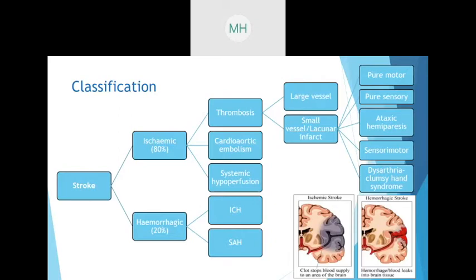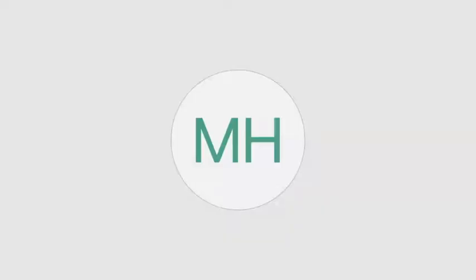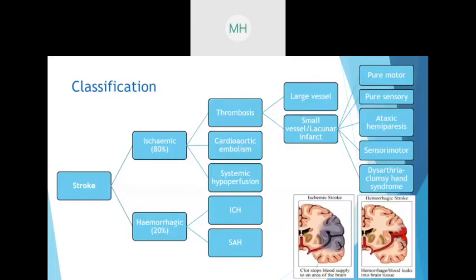In ischemic stroke, we can further divide by the underlying or pathological cause. Either it is due to thrombosis, which can be due to atherosclerosis, dissection, vasculitic syndrome, or hypercoagulable state. Or cardioaortic embolism, as we all know, if the patient has underlying atrial fibrillation, sustained flutter, any valvular vegetation or intracardiac clot, this will predispose to embolism. And also systemic hypoperfusion, which means the patient comes with a low blood flow state, for example, shock, arrhythmia, hypovolemia, or hypoxemia.